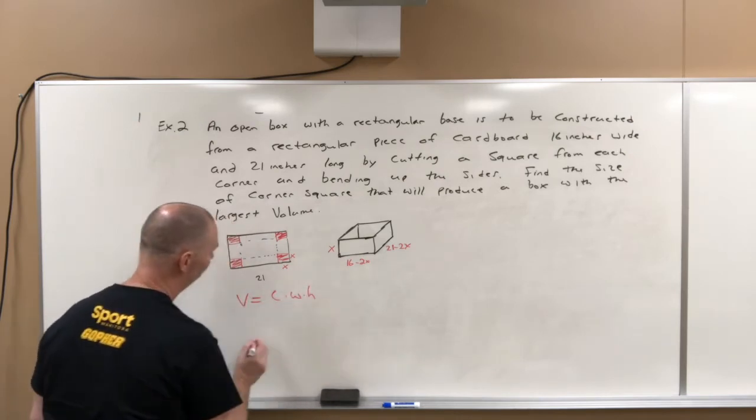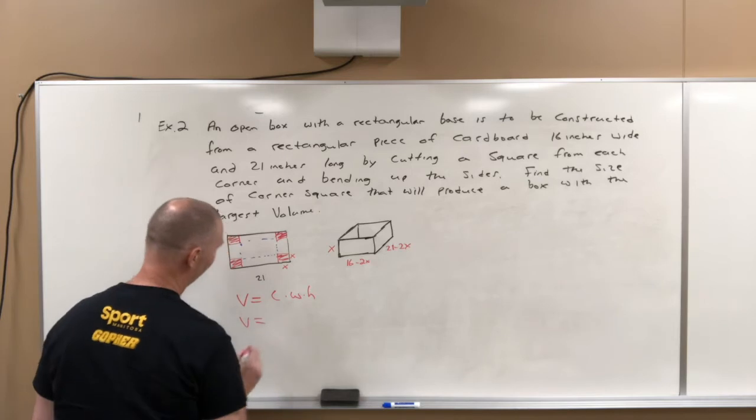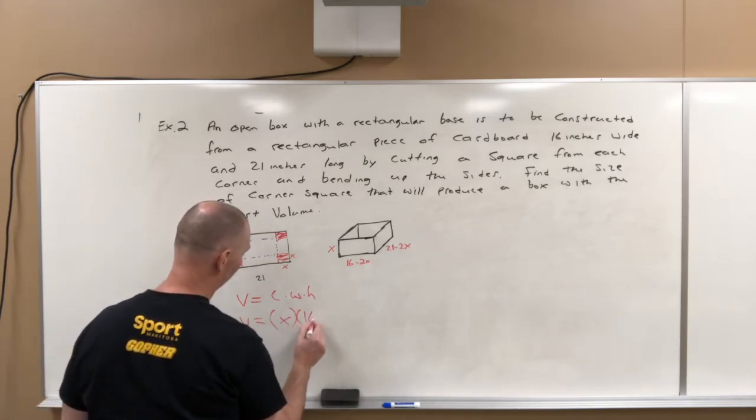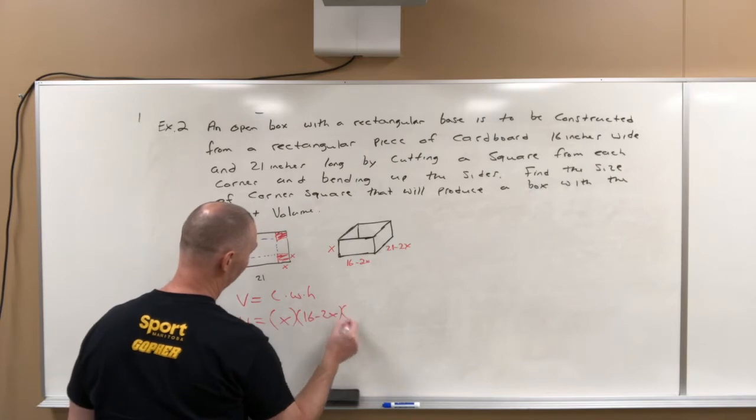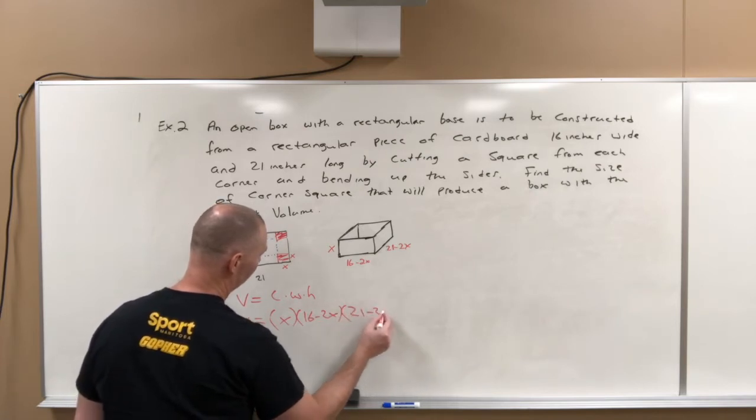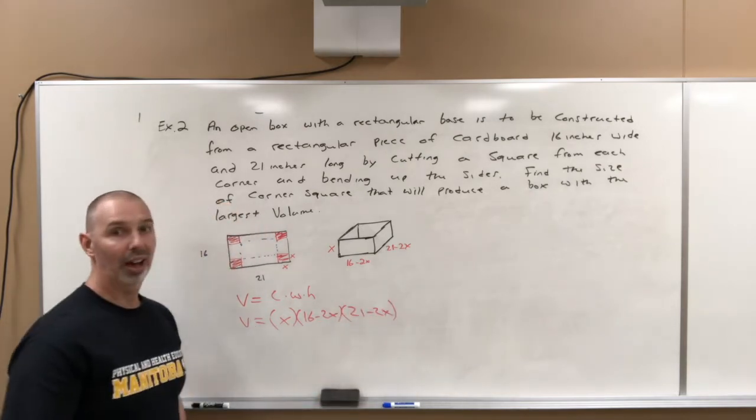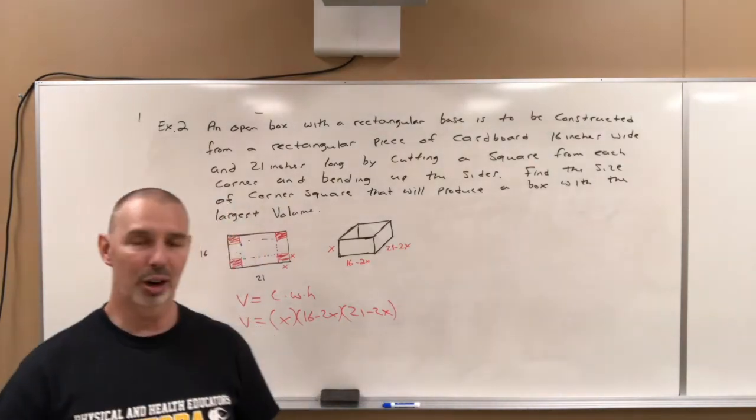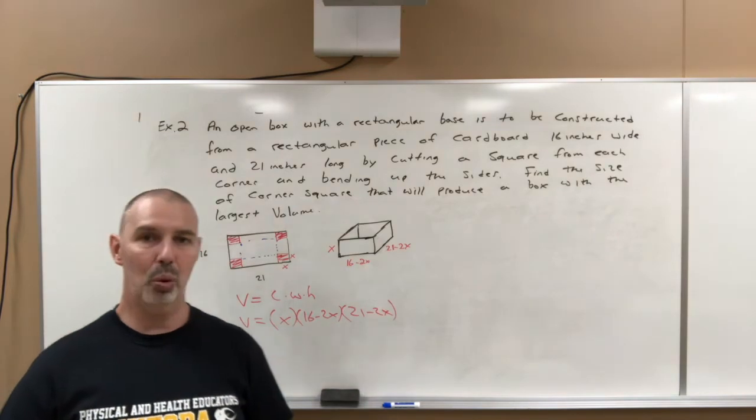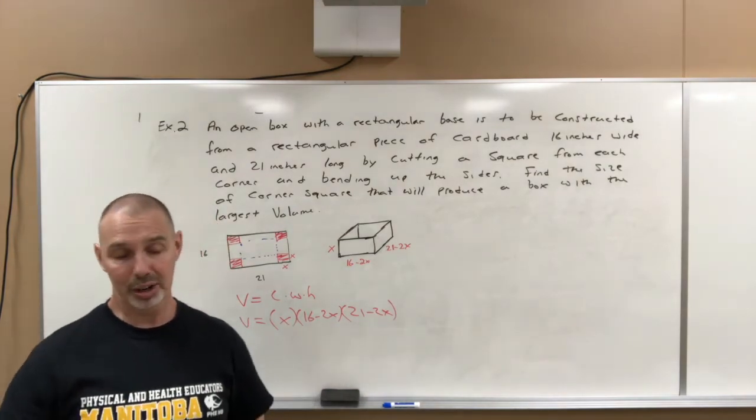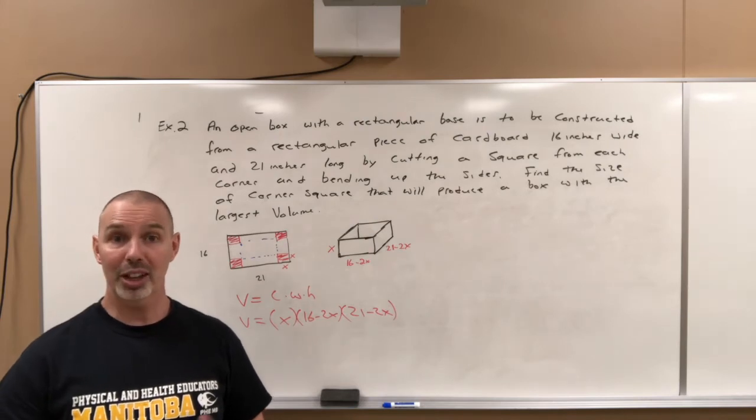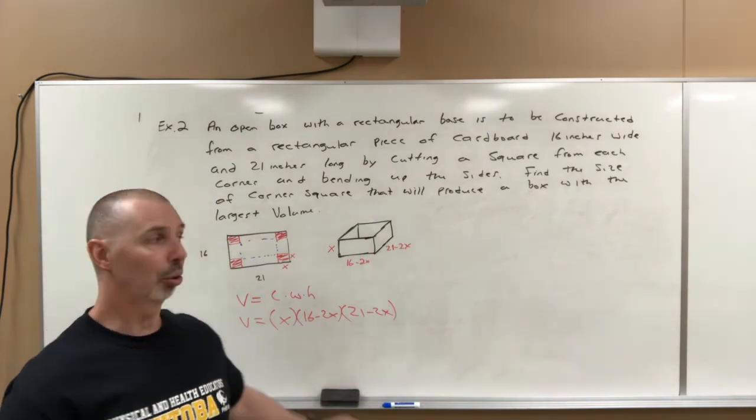Again, you all know that. And we're going to make this x times 16 minus 2x times 21 minus 2x. So there's our formula for volume, and in the end, when we get to the end, we want to find the derivative, and make the derivative equal to 0 of this function.